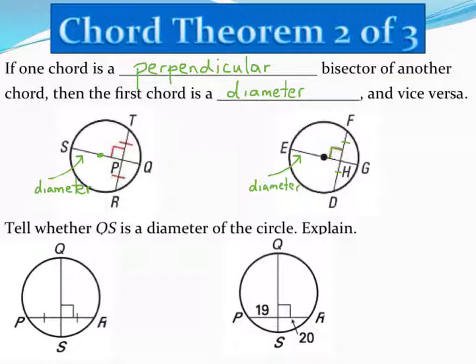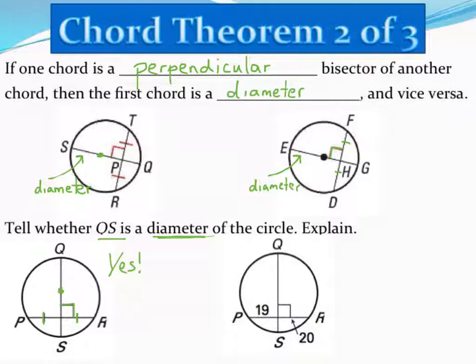So let's take a look at these first examples down here. They asked me to identify whether QS is a diameter of the circle or not. I'm not allowed to assume it. I've got to base it on those two facts up above. It's got to bisect something and be perpendicular. In this first example, both of those statements are true. It's perpendicular to a chord and it also bisects that chord because those two pieces are congruent to each other. So I know for sure that yes, segment QS is a diameter.